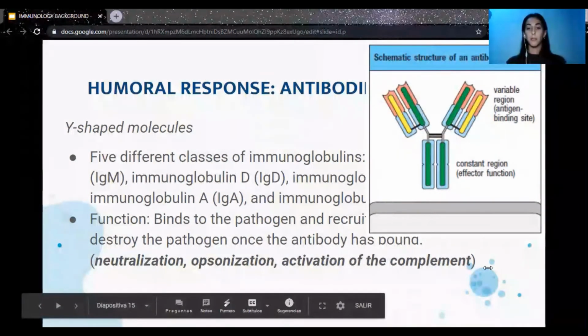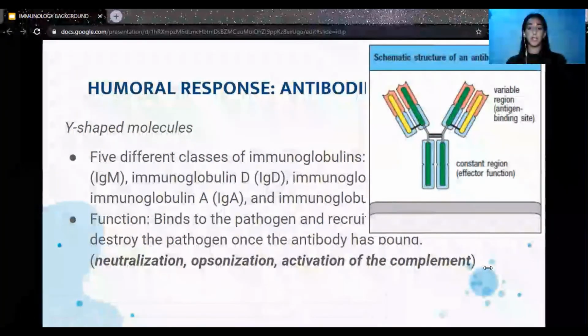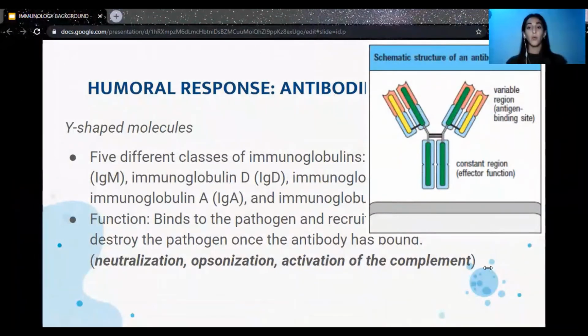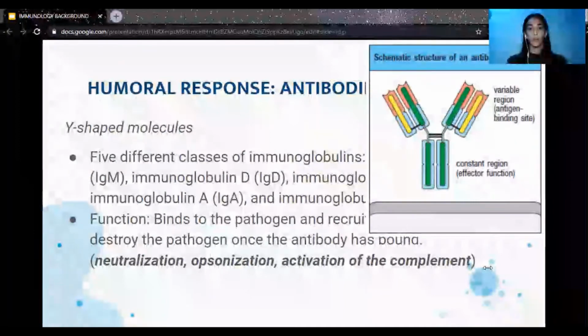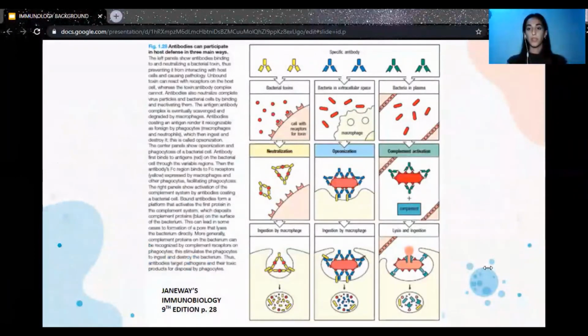So the antibody molecule has 2 separate functions, as I told you. One is to bind specifically the pathogen, and the other one is to recruit other cells and molecules to destroy the pathogen once the antibody has bound. Okay? Here we can see the general functions of the antibodies.